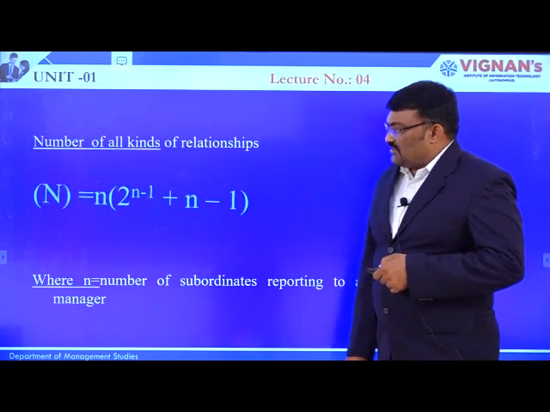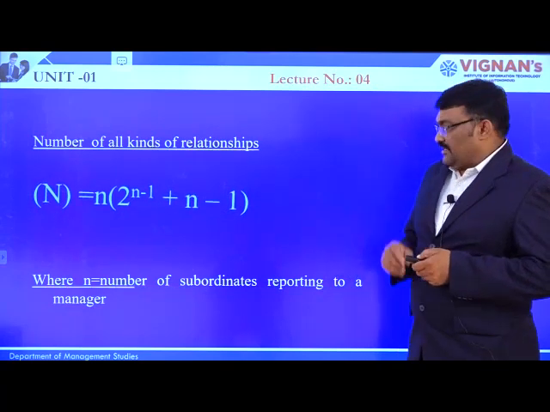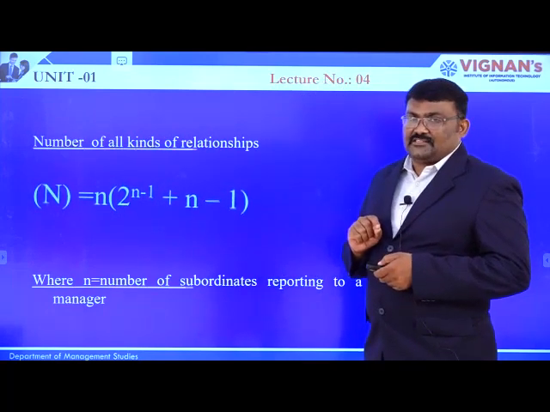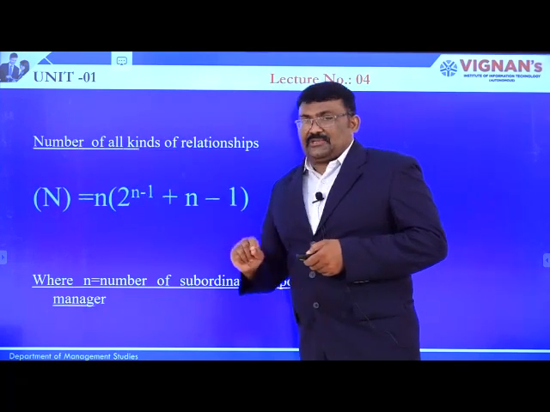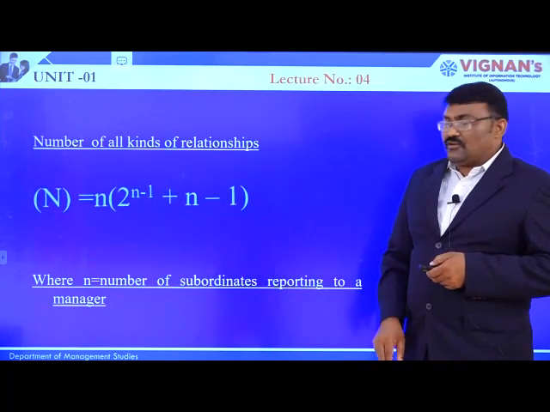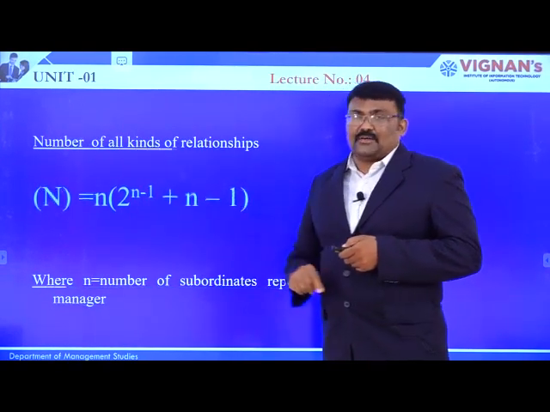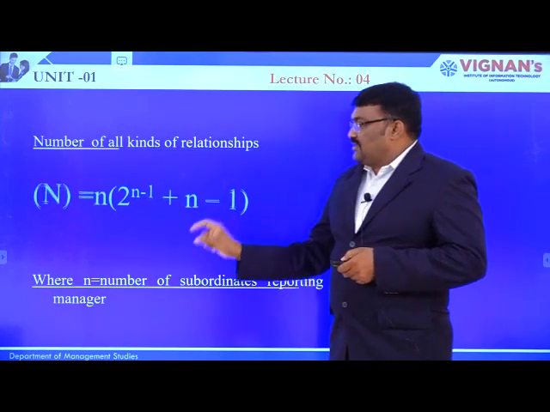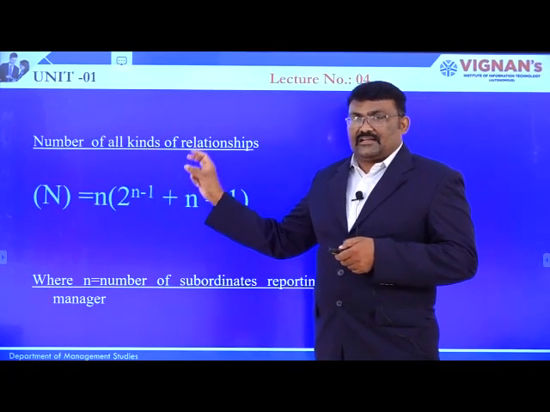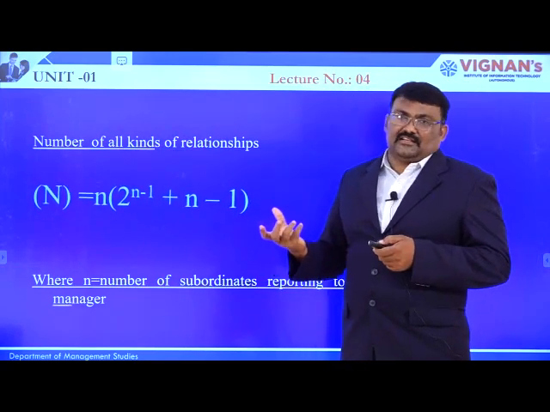Now, these are the three parameters which we need to understand about the span of management. Capital N is the number of all kinds of relationships, where small n is the number of subordinates reporting to a manager. So, based upon the number of subordinates, the overall relationship of the organization is identified. That is what is called the span of management.